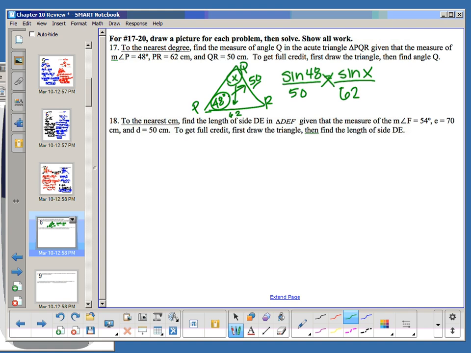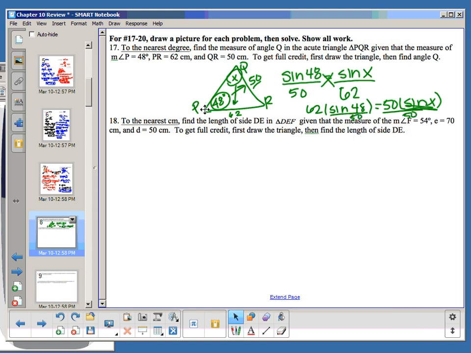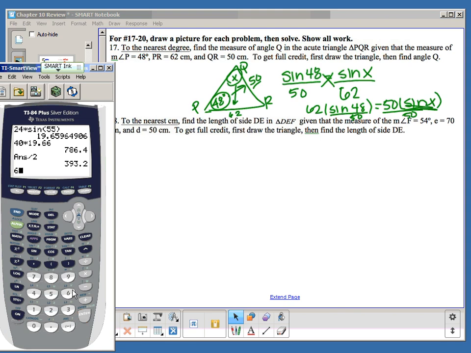Cross multiply. I get 62 times the sine of 48 equals 50 times the sine of x. And notice I'm trying to solve for an angle, so I want to get that alone. So I'm going to go ahead and divide both sides by 50. Okay, so I'm going to go to my calculator and type that in. 62 times sine of 48, and then divide it by 50. And I get a decimal, 0.9215.